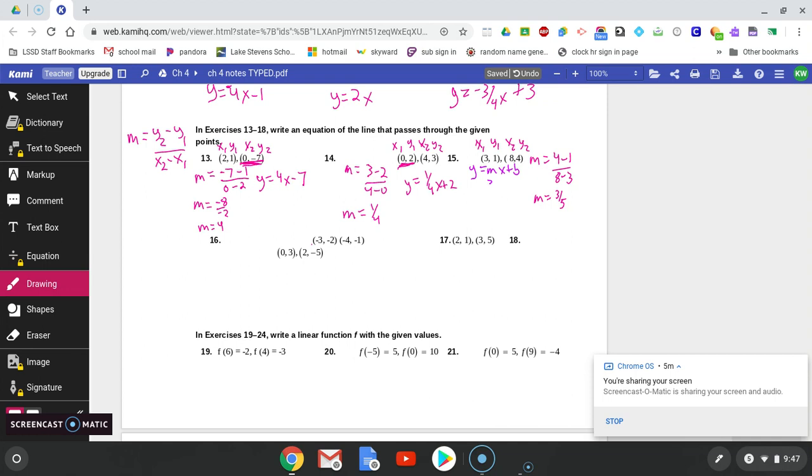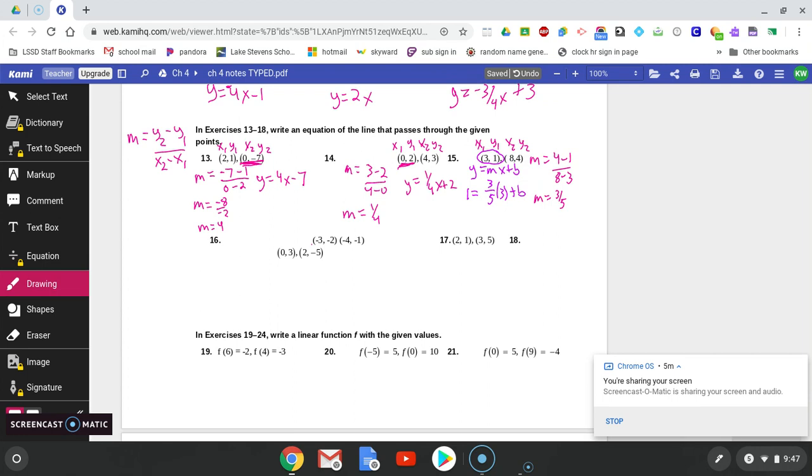And I found m, that's 3/5. And I'm going to choose one of my points. It doesn't matter which one. I typically choose the first one, but it makes absolutely no difference. And I'm going to plug that in for my x and my y. So the 1 is my y value. The 3 is my x value.